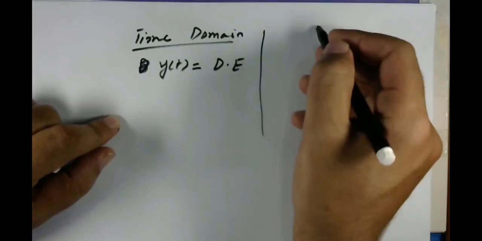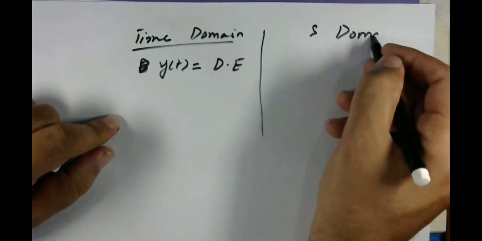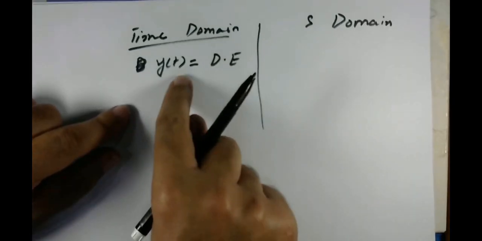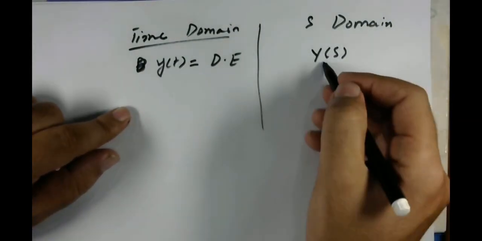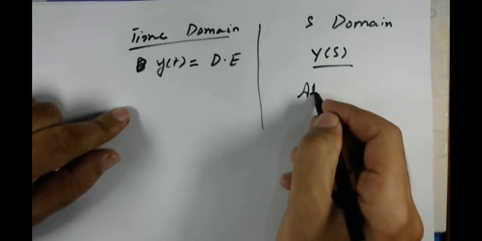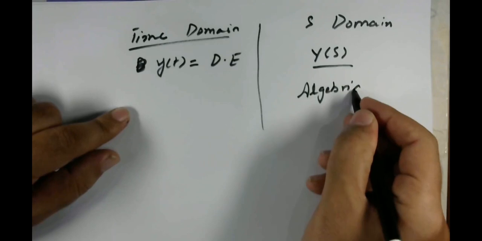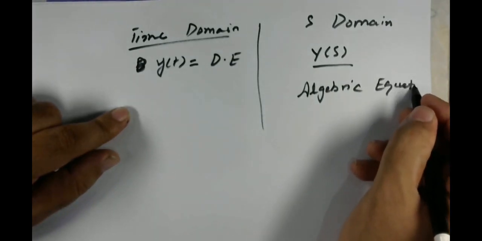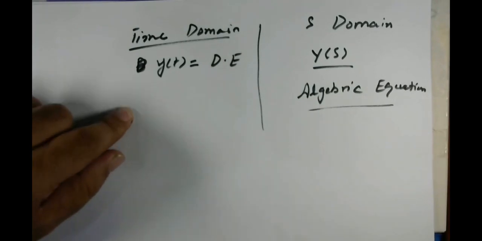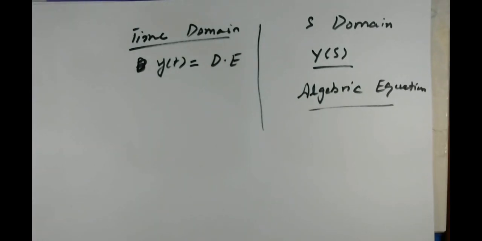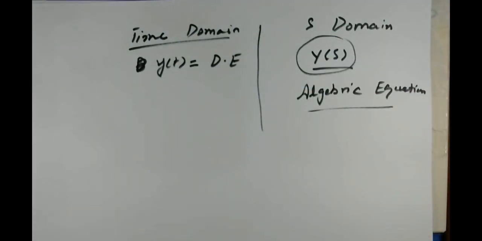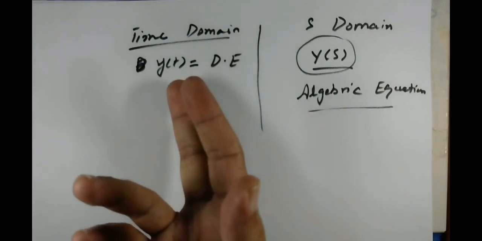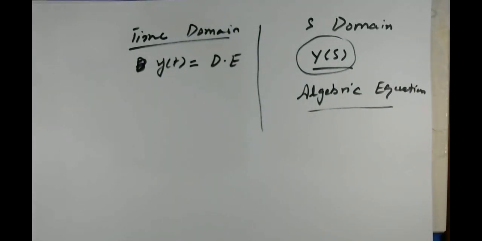While in the S domain, when we transform this y of t into y of s, which is our output, we simply need to solve a simple algebraic equation. We saw in this lecture that it greatly helps us in solving and analyzing our circuits, because a simple algebraic equation is very easy to solve, but finding the solution for a differential equation is a little bit complex. So that's it for lecture 14.